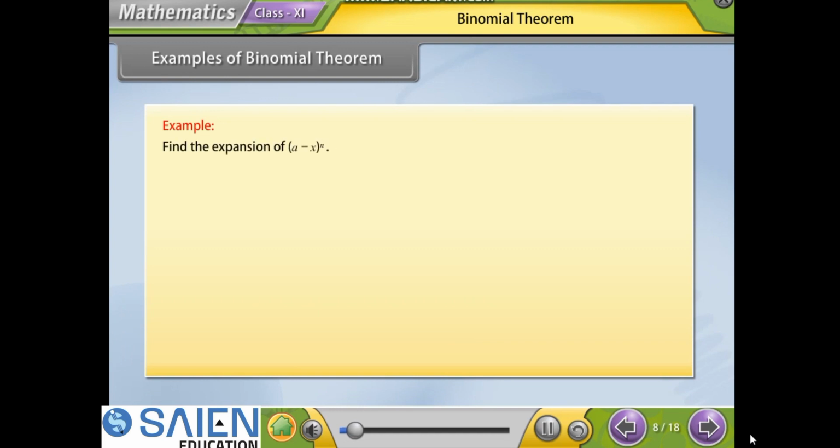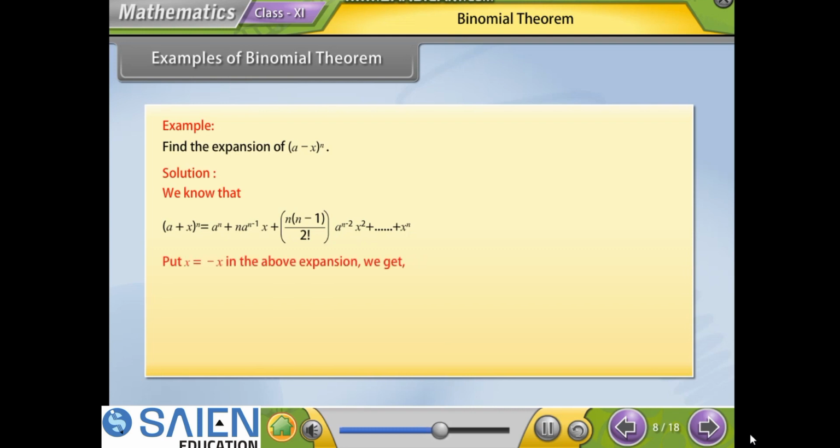Examples of binomial theorem. Example. Find the expansion of a minus x raised to power n. Solution. We know that a plus x raised to power n is equal to a raised to power n plus n into a raised to power n minus 1 into x plus n into n minus 1 by 2 factorial into a raised to power n minus 2 into x square up to x raised to power n. Put x is equal to minus x in the above expansion.